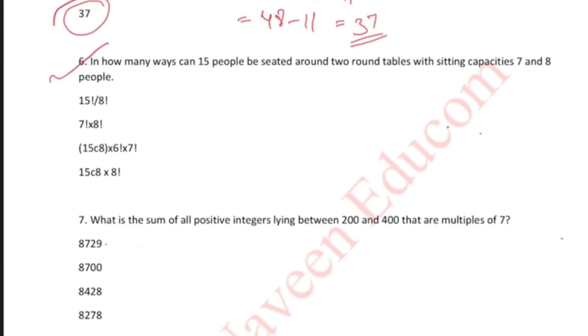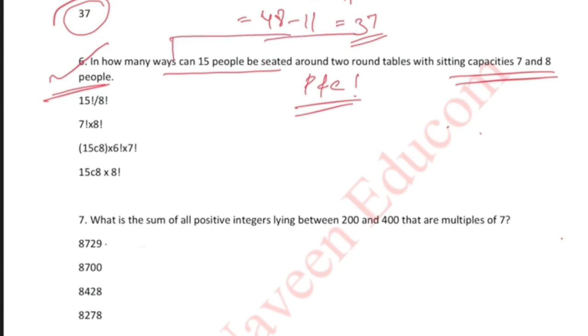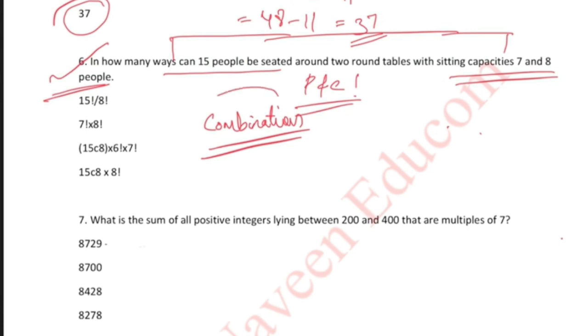Question number 6. In how many ways can 15 people be seated around 2 tables with seating capacities 7 and 8 people? So you have to clearly know the chapter on permutation and combination. That is what is asked here. We know that in any case, if people are to be seated around and picked from a certain quantity, we will be using combination in that topic, right? You know that permutation is for arrangement, and combination is for picking up, like in probability and all, where we are using combination.